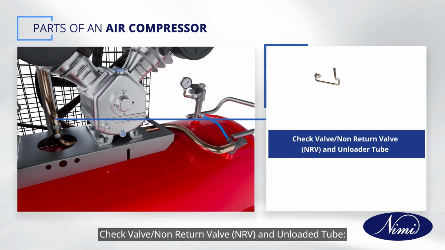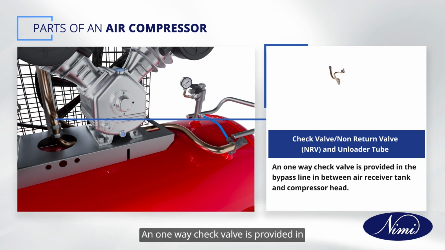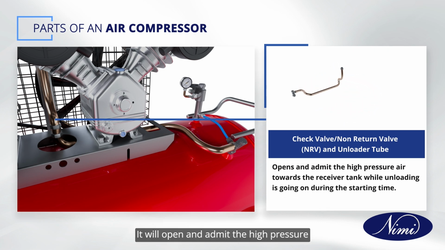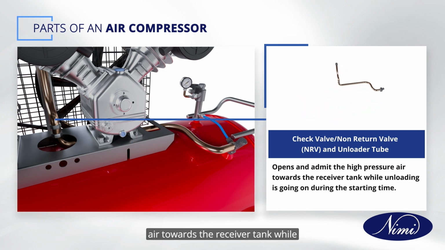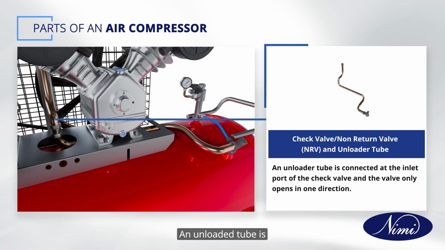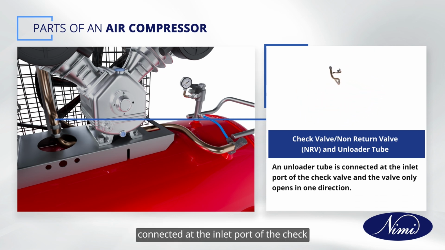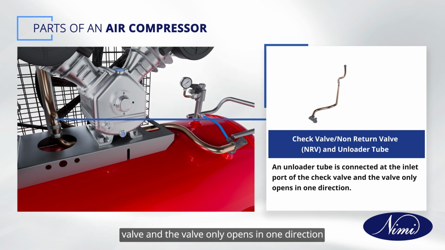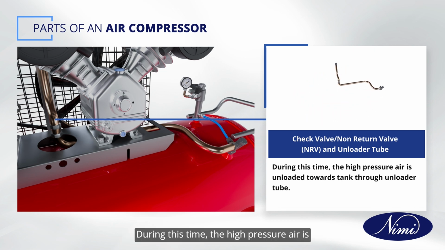Check valve or non-return valve (NRV) and unloader tube. A one-way check valve is provided in the bypass line in between air receiver tank and compressor head. It will open and admit the high pressure air towards the receiver tank while unloading is going on during the starting time. An unloader tube is connected at the inlet port of the check valve and the valve only opens in one direction, that is, from compressor top to receiver airflow. During this time, the high pressure air is unloaded towards the tank through the unloader tube.